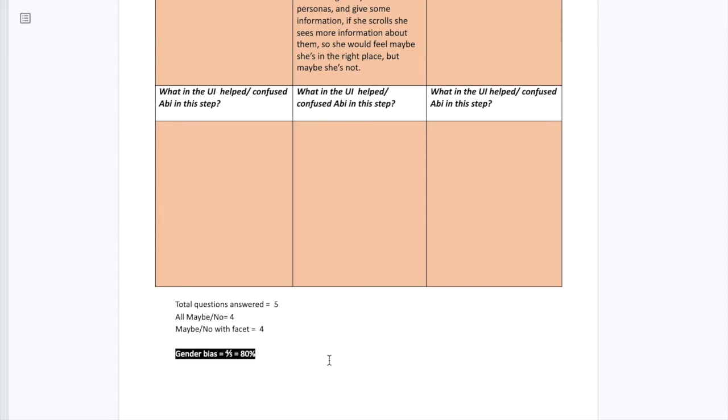And usually, someone running this session would, after they found their percentage, discuss possible solutions with a team, because what we're trying to do is decrease that percent bias over time.